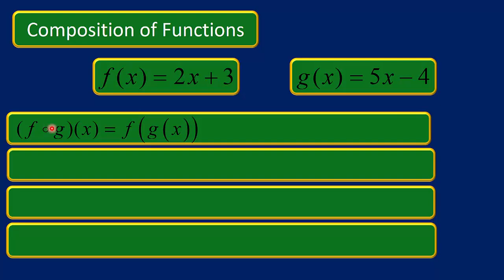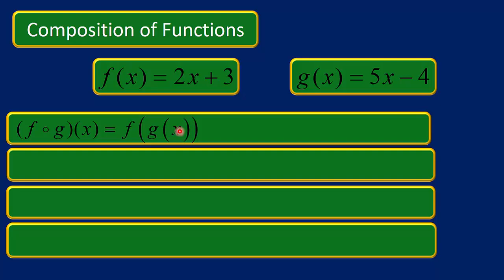Notice it kind of looks like fog, right? F of g of x. That's the way that's read. F of g of x. Now, what that really means is this function, this f, is the outside, and what we're going to do is plug in the g of x. So it's f of g of x. These mean the same thing.